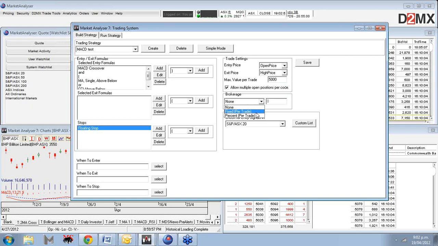You can also set brokerage as a fixed amount per trade or a percentage per trade in here as well. So you've got a number of pieces in here that you can control to determine when and where you exit and enter a particular trade.